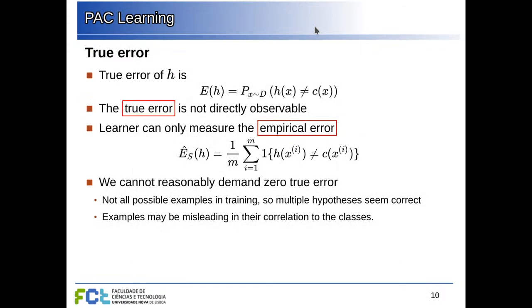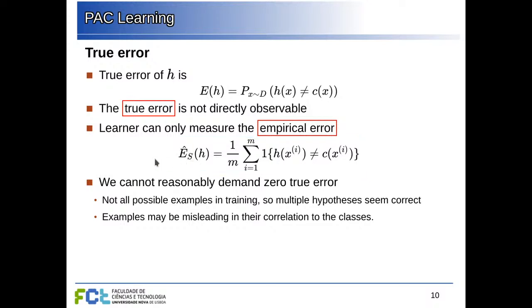Now, one thing that we know is that we cannot directly observe the true error. We cannot measure this probability because this would require having access to the whole universe of examples. The learner can only measure the empirical error. This is what we measure on our sample S, on the training set, and we measure the error there.